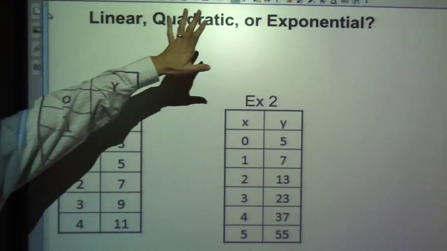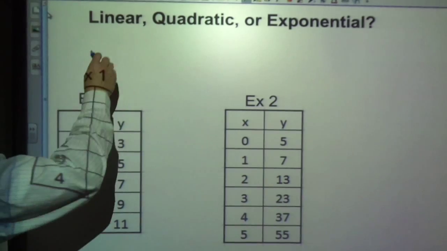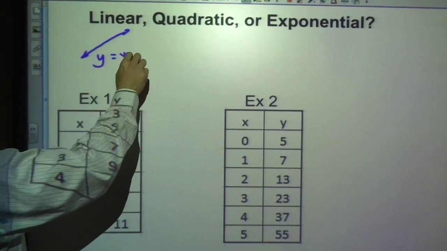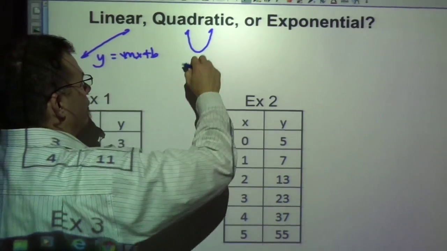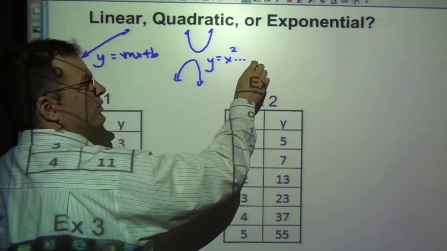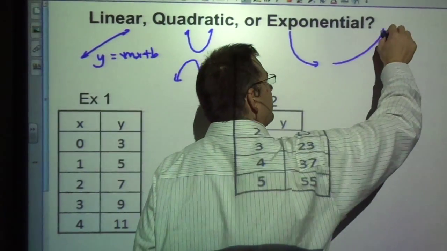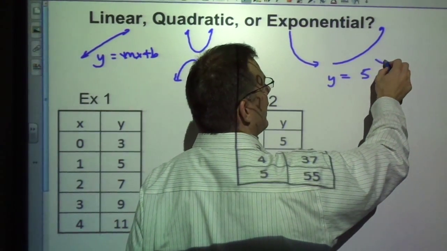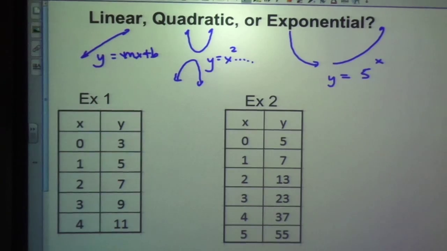Okay, so we've got three different types of graphs here and three different types of equations. We know that the graph of a linear looks something like this. It's going to follow the line of something like y equals mx plus b. A quadratic is going to look something like this or like this, and it's going to have y equals something with x squared in it, and maybe some more stuff too. Exponential is going to be coming down like this if it's decay, or up like this if it's growth, and we know it's going to be y equals like a number like 5 to the x, where x is the exponent.